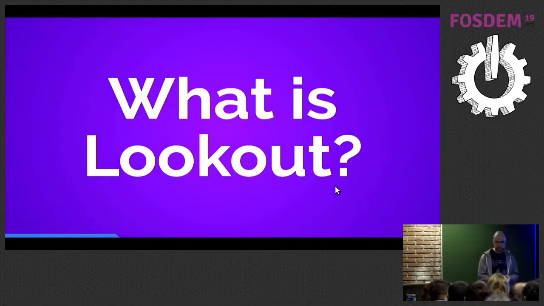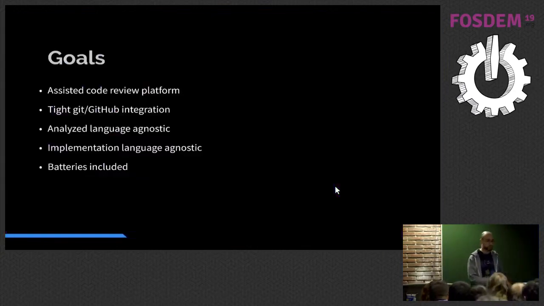And I'm passing over to Lookout, which is our platform for assisted code review. So it provides a tight integration with Git and GitHub, and it's completely language agnostic. So it doesn't really care which language you analyze, and it doesn't care which language you use to write your analysis. It just takes all the, let's say, abstraction for dealing with GitHub, with parsing source code, with talking to different parts of your system. You don't have to deal with it.